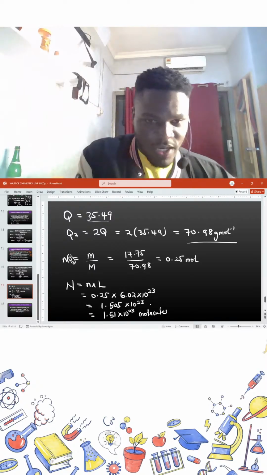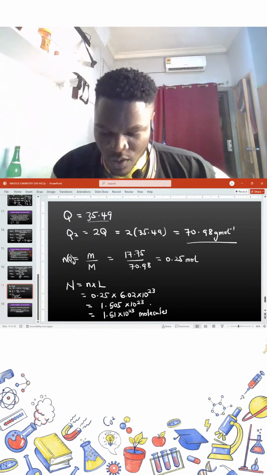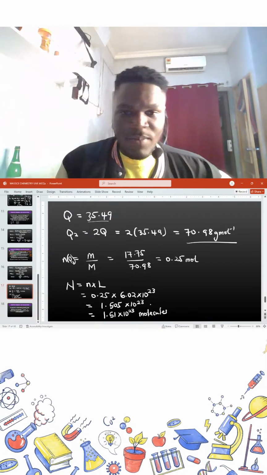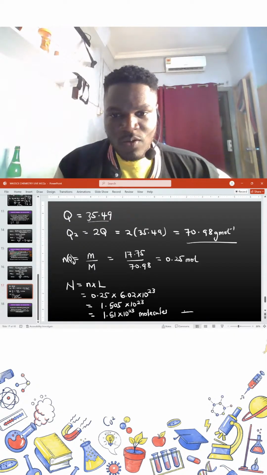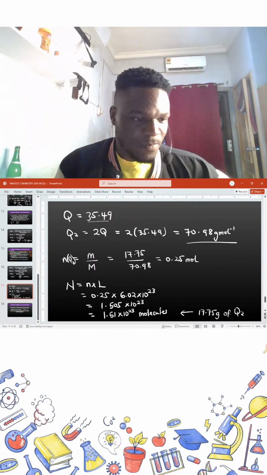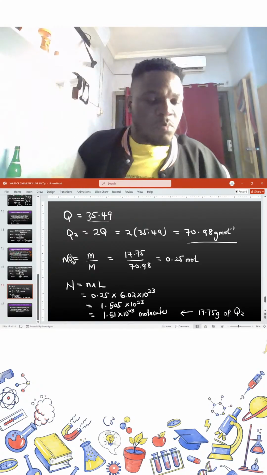Okay, so the last part of the question, which asks us to find the molecules of Q2 that are present in 17.75 grams, means these are the molecules present in 17.75 grams of Q2. So these are the molecules present: 1.15 times 10 raised to the power 23 molecules.